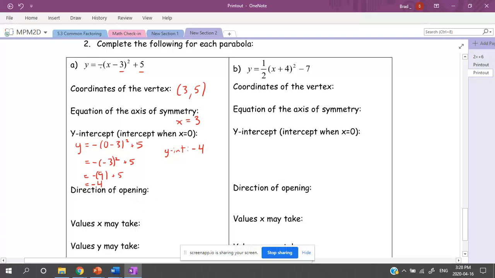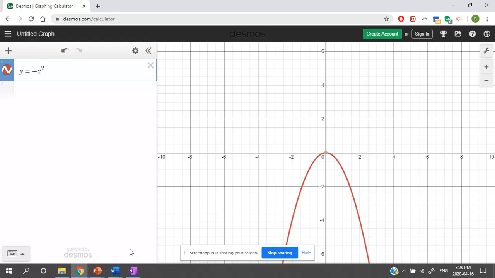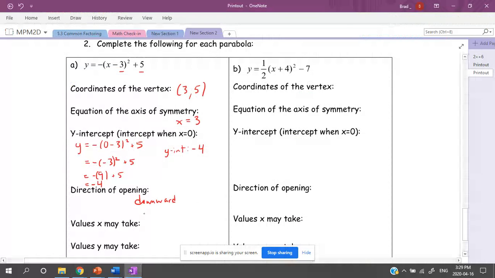What direction does it open? Well, it's got a little negative out front there, so it's sad, right? So direction of opening is downwards. What values may x take? So what could x be in this parabola? Well, if we actually look on any parabola, this parabola is going to go on forever in both directions. So x could actually be anything. So the way that we're going to write that is: x could be any real number.